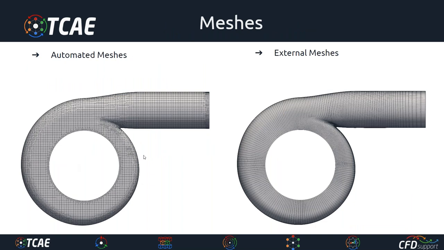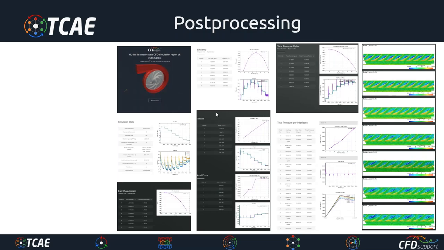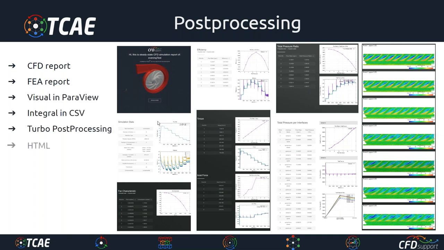The user can use the automated meshing system, which is included in TCAE, or external meshes can be loaded. It's always the user's decision. We never push it. And we have very strong post-processing, especially for turbomachinery. We have developed a set of special plugins for ParaView, where you can do meridional averages, blade to blade, and also an HTML report. You can view it, save it, keep it and maintain it in a very useful way.